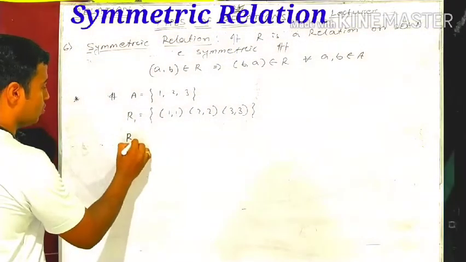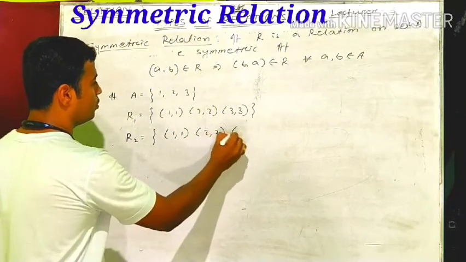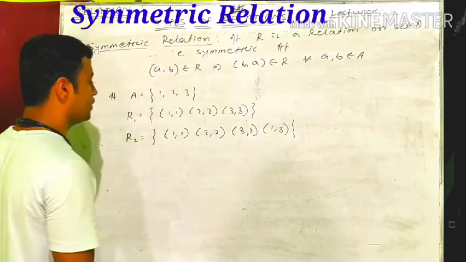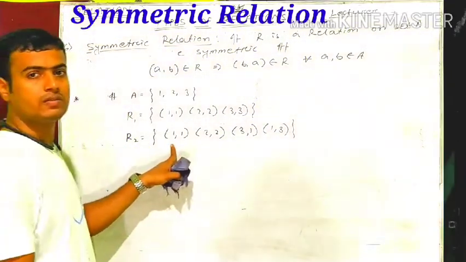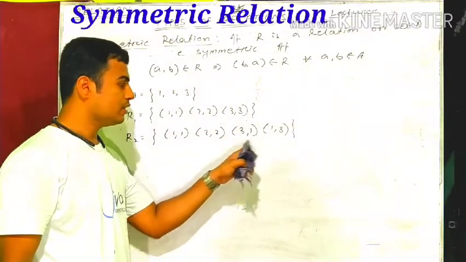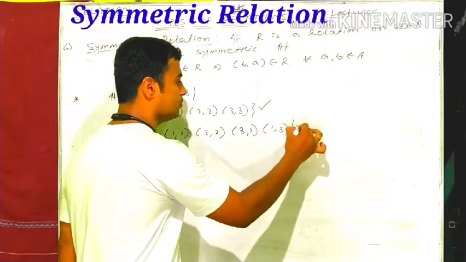Suppose R2 is {(1,1), (2,2), (3,1), (1,3)}. Here (1,1) is present, and again the position change is present. Here (3,1) is present, and the opposite position (1,3) is present. So this is also a symmetric relation.